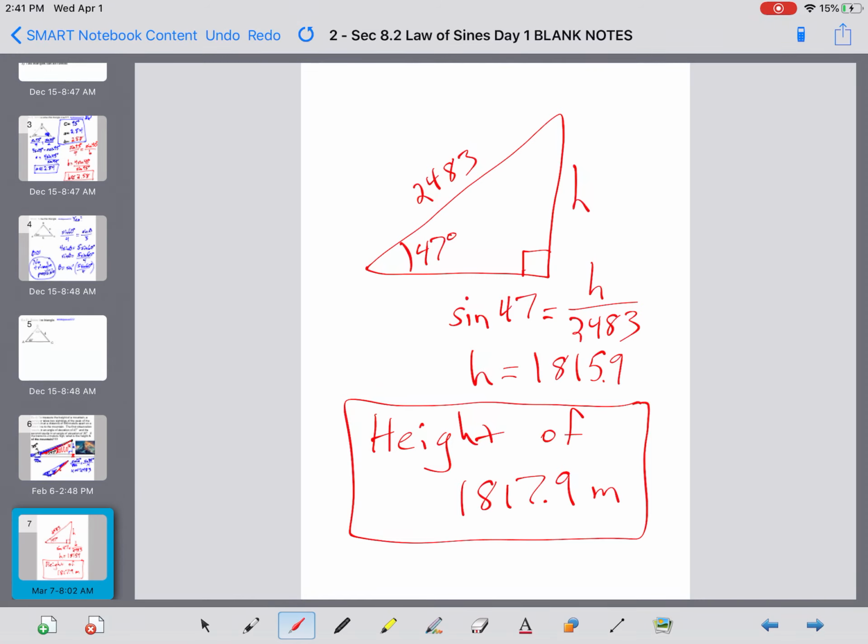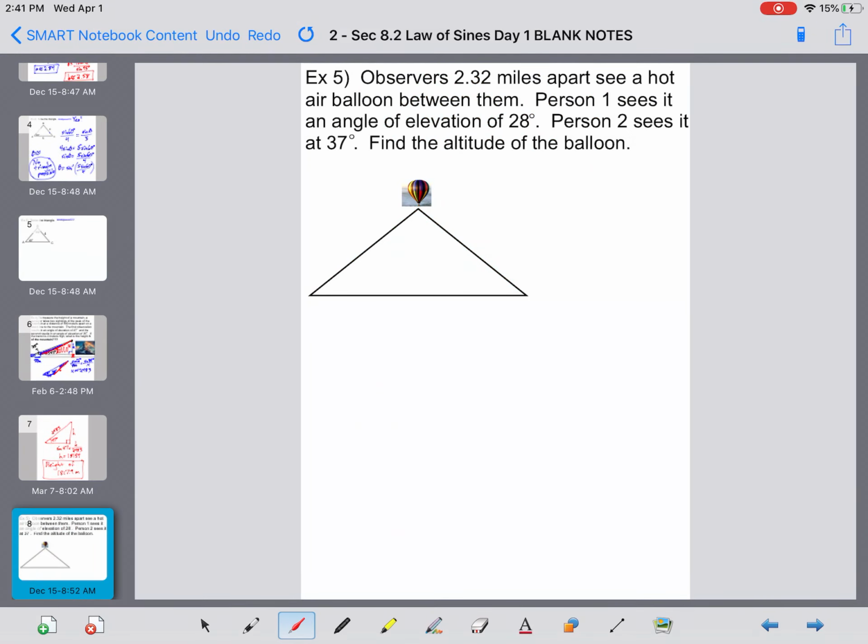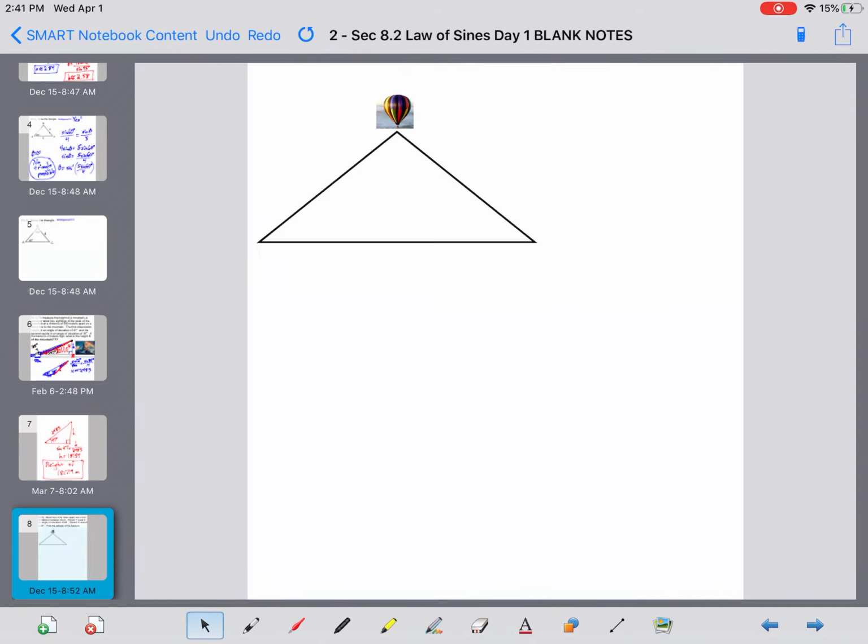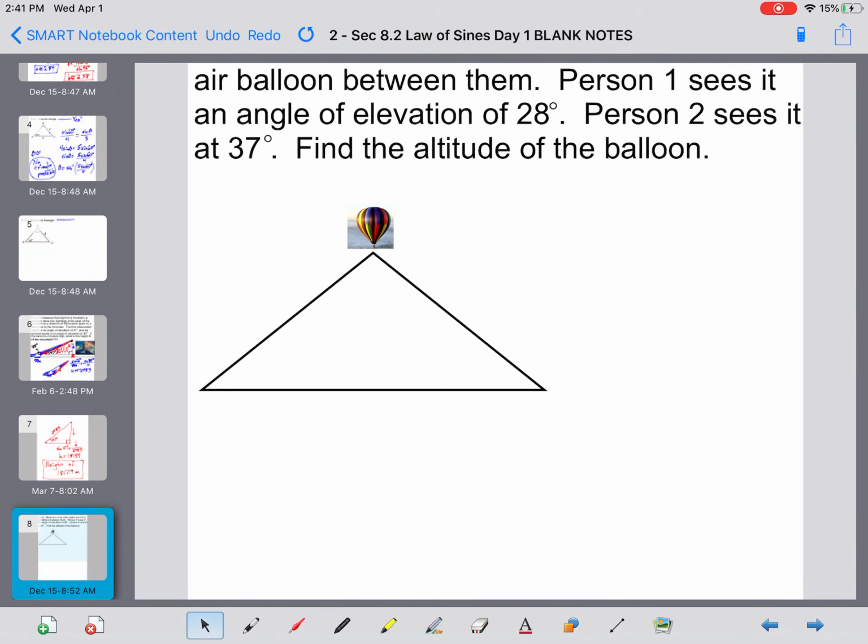Okay, let's try one more. So read this problem. It's in the blank notes. Go ahead and take a second, try to set it up. Pause the video, see if you can use law of sines and maybe sines and cosines in combination to find the altitude of the balloon, which is another name for height. All right, go ahead and pause it and try it.